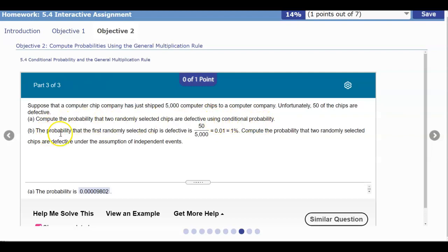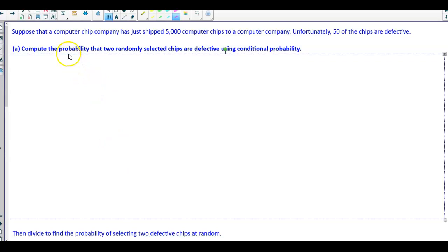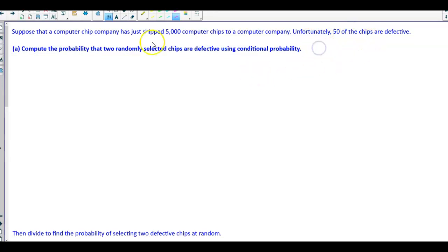In Part B, the probability that the first randomly selected chip is defective is 50 out of 5,000, which is equal to 0.01, which is equal to 1%. We want to compute the probability that two randomly selected chips are defective under the assumption of independent events. So again, we have 5,000 computer chips here, and we know that 50 of the chips are defective. So we're going to use the conditional probability for the first part.